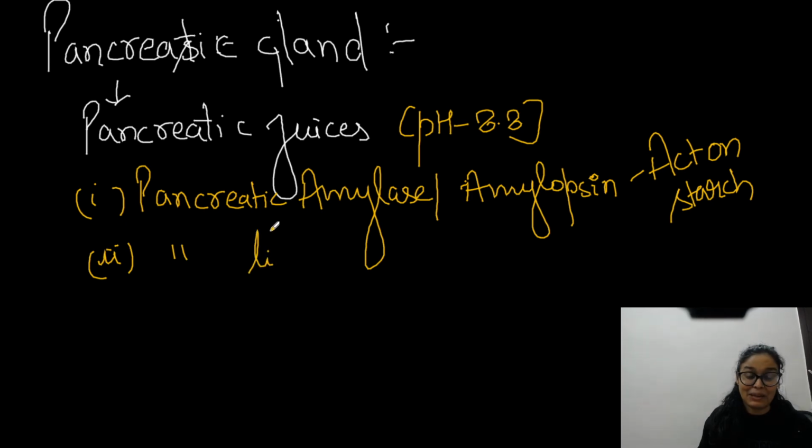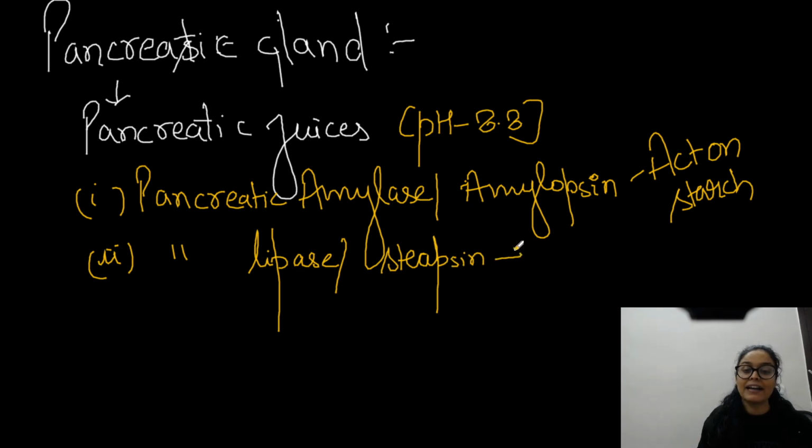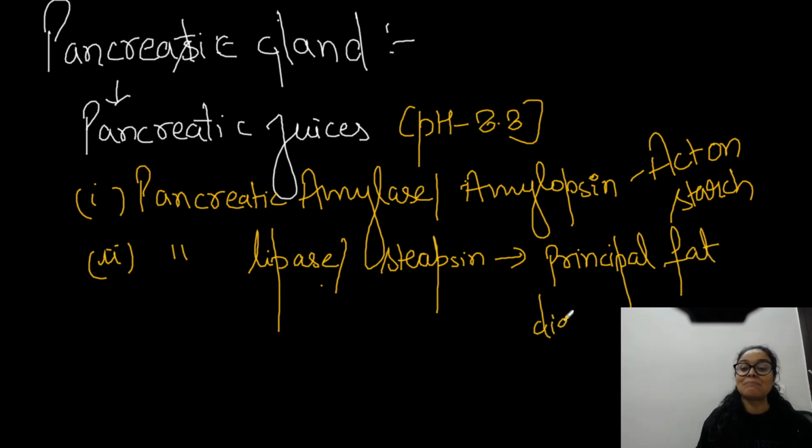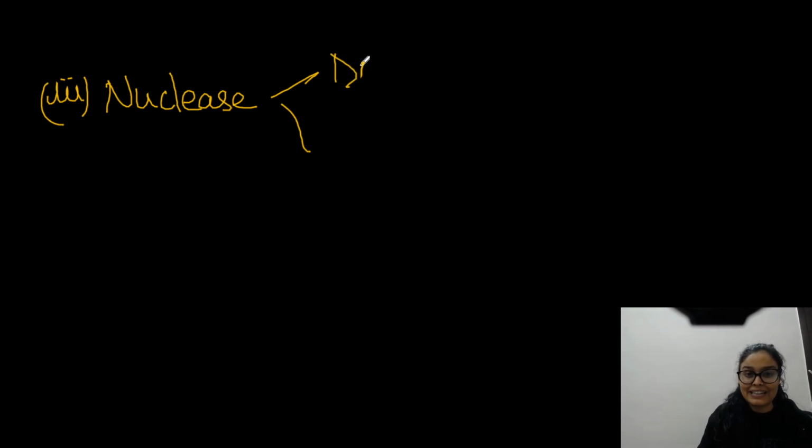Second, pancreatic lipase, which does the maximum fat digestion. Pancreatic lipase is also known as steapsin, and it is the principal fat digesting enzyme, meaning the main fat digesting enzyme in our gut. Very important part, right? Third enzyme is nuclease. For DNA they have DNAse, and for ribonucleotides they have RNAse. Both of these digest nucleic acids.